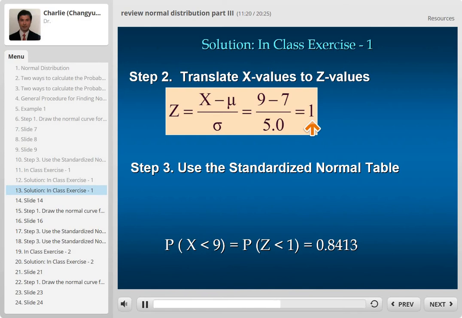Step 3, we use the standardized normal distribution table. And you're going to find that the probability of x smaller than 9, we translate that into the probability of z smaller than 1. And it equals 0.8413. That is the value of this.